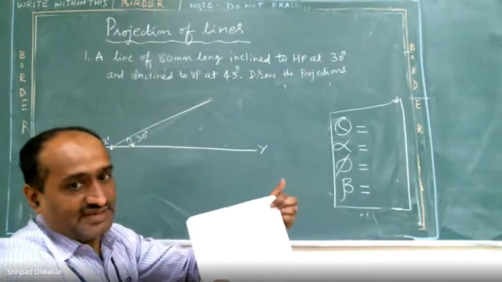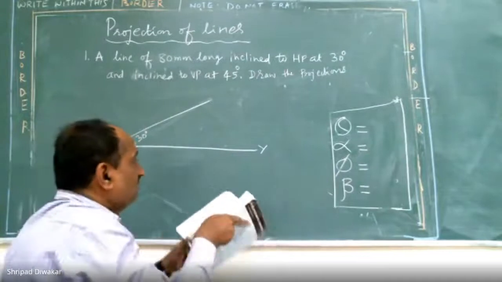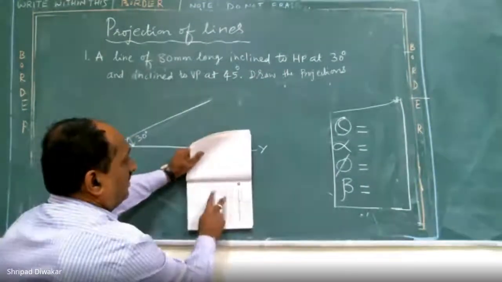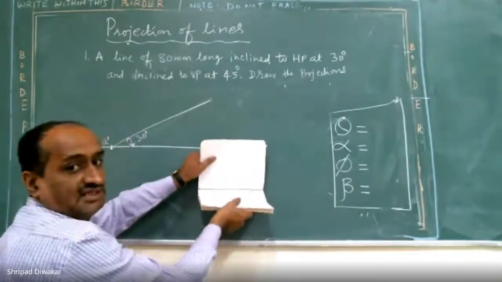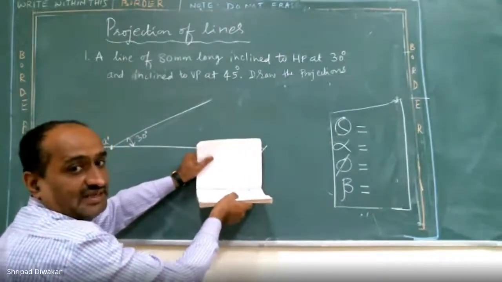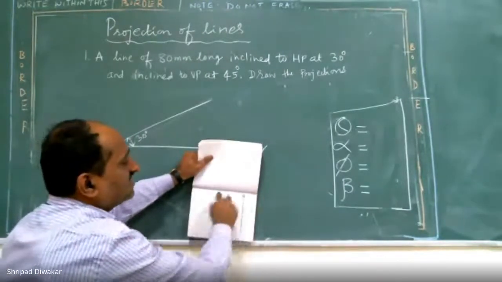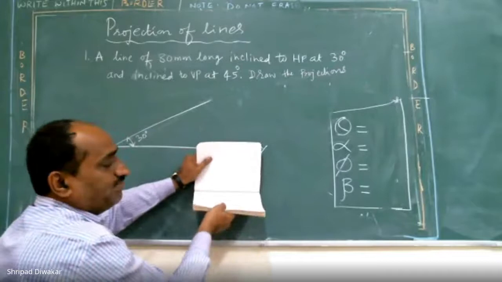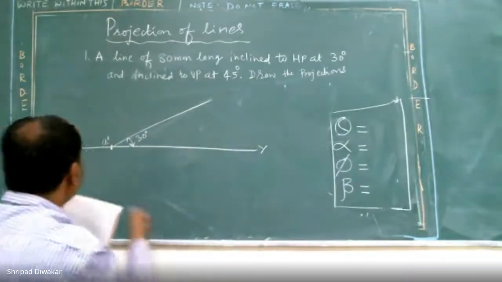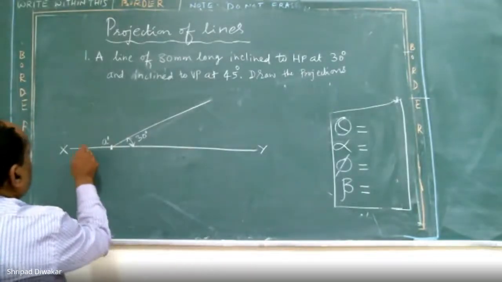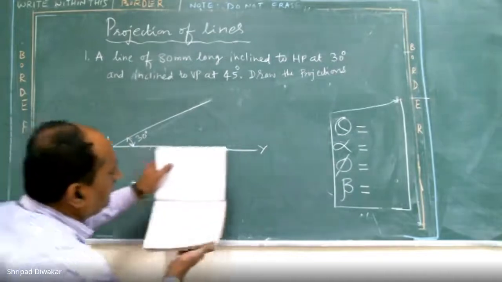Okay, and this reference line, you see, this is your horizontal plane, this is your vertical plane, and the intersection line is your XY. Hence, the plane below the XY line, you mark it as HP. And the plane above the reference line is very simple.